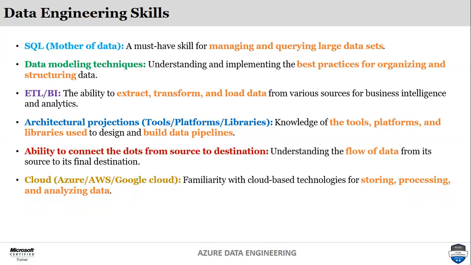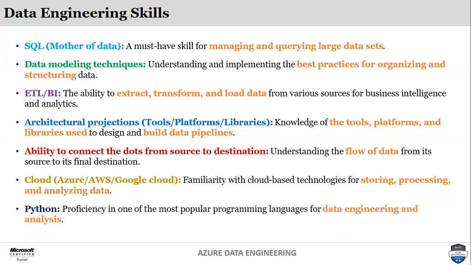So in this training, as we are dealing with Azure, you should know the Azure basics. As part of the data engineering training, we have a couple of sessions for the Azure cloud basics as well. And of course, Python. Python is not mandatory, but wherever the projects are using Databricks, you might need to write some code in Python or PySpark.